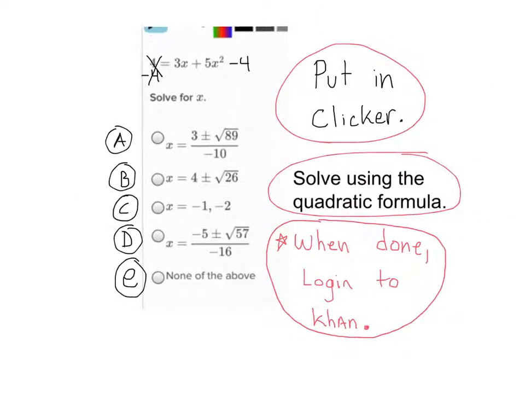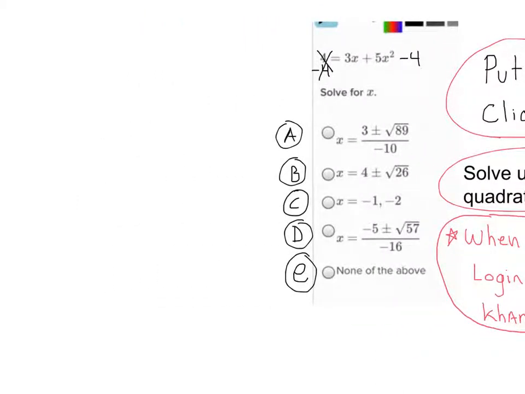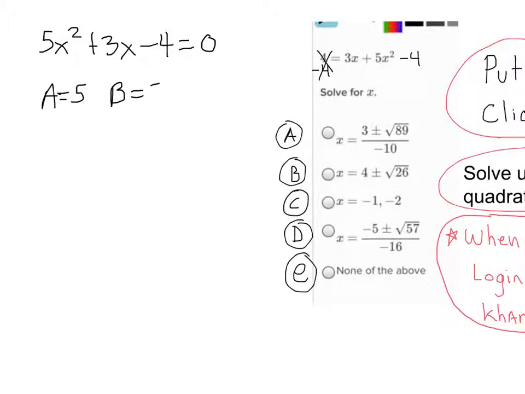And so I'm going to rewrite this. I've got 5x squared plus 3x minus 4 equals, and there's nothing on this side of the equal sign, so it equals 0. All right, so now I'm going to identify my A, B, and C. So A equals 5, B equals 3, and C equals negative 4.